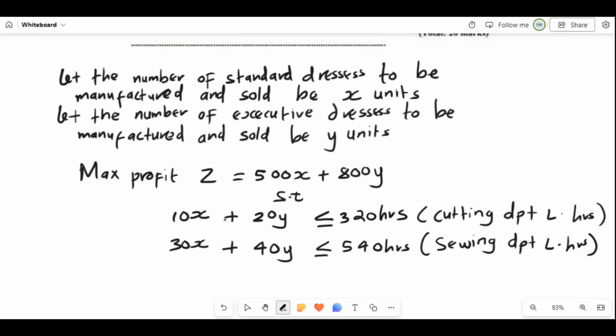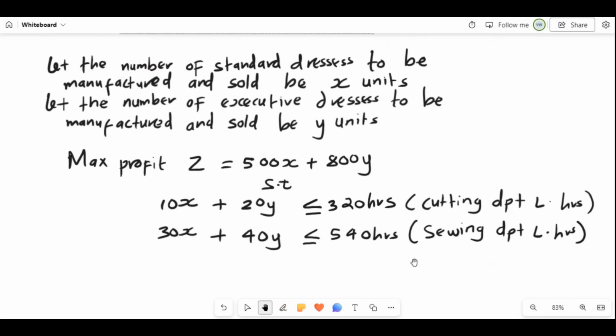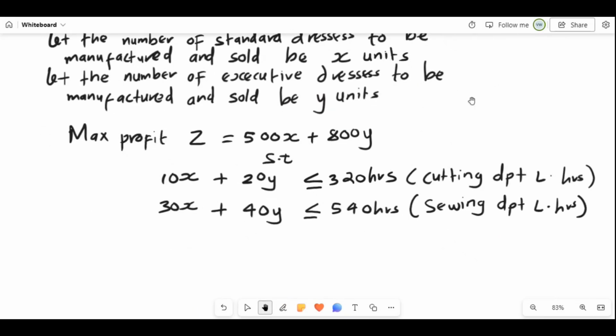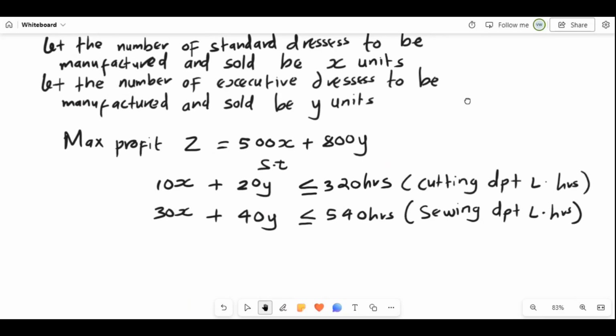So that our constraint will be 10X plus 20Y should be less than or equal to 320 hours, and 30X plus 40Y should be less than or equal to 540. Remember, this question only had 2 constraints. That is why we only have these 2. But you can have as many constraints as per your question.